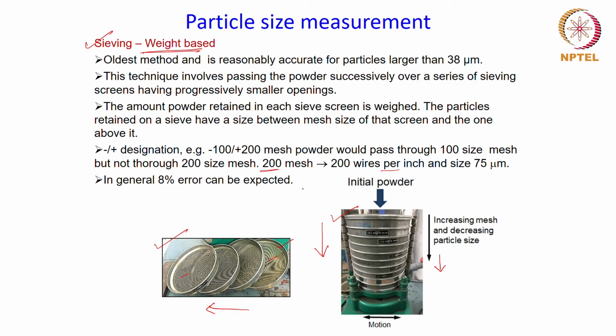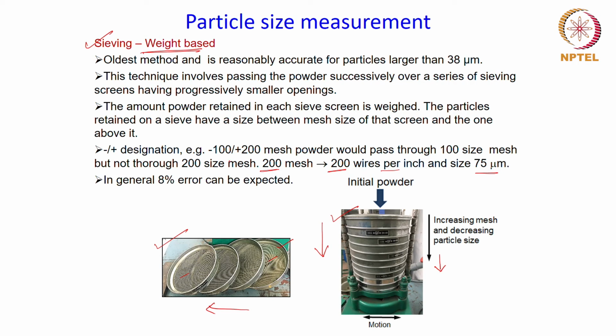And if you convert the mesh size to the actual size in terms of the micrometer, there are standard charts available where you can see for each mesh size what is the corresponding size in terms of the micrometer. For example, for 200 mesh it is 75 microns, right. Similarly, for other mesh sizes you can get the corresponding size in micrometers.